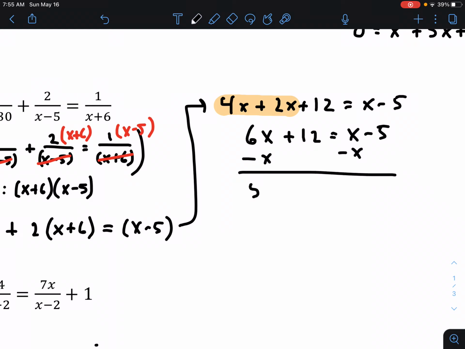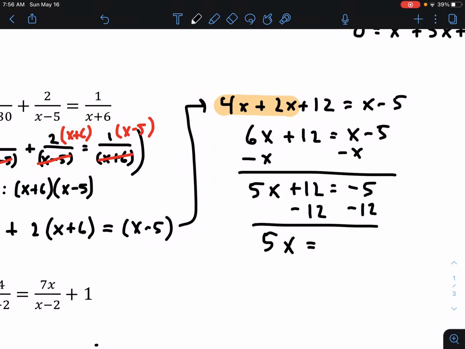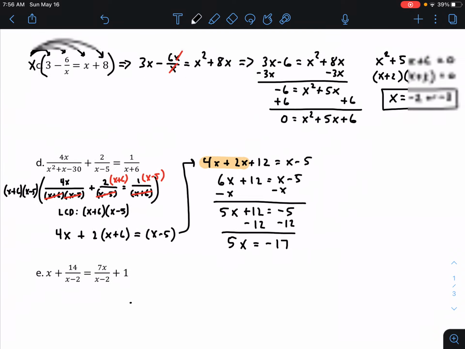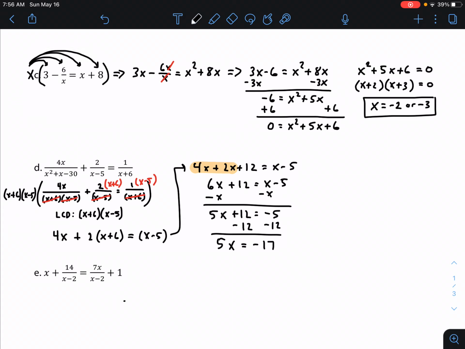So we end up with 5x plus 12 equals negative 5. And then I'm going to subtract 12. So I end up with 5x equals negative 17. Well, this is kind of a fun number. Whenever I get fun numbers, I like to double check. Make sure I didn't mess something up. It looks good to me.